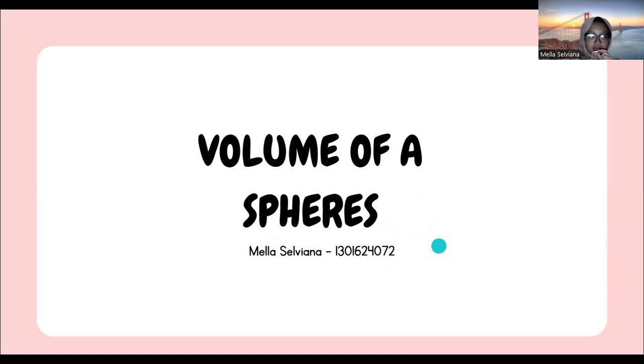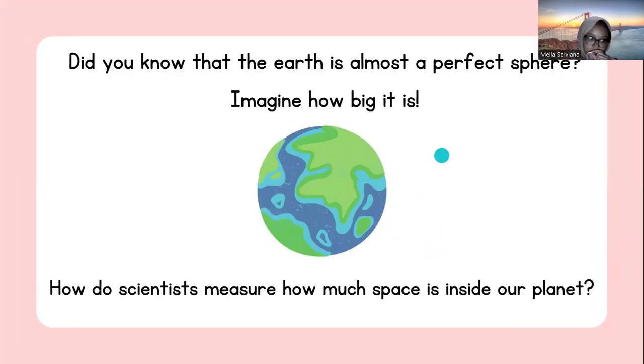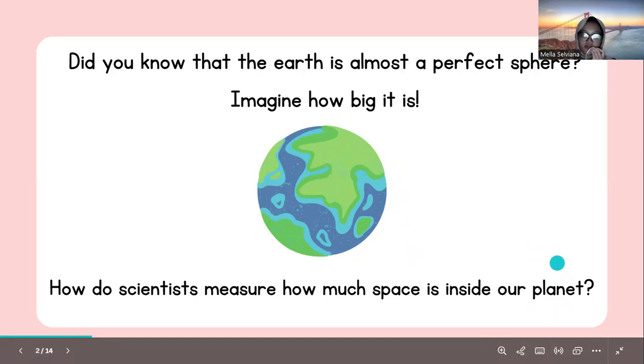So let's get started. First, let's look at something familiar, the Earth. Did you know that our planet is almost a perfect sphere? That means we can also calculate its volume as if it were a huge ball. And to do that, the most important thing we need is the radius.